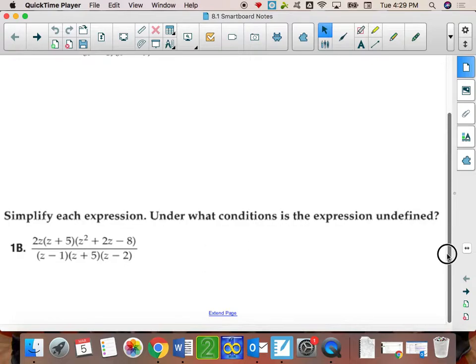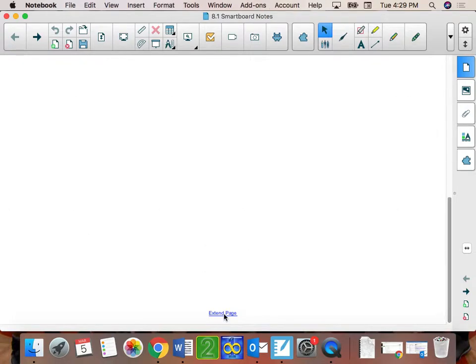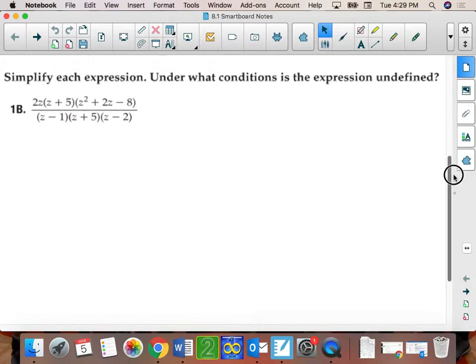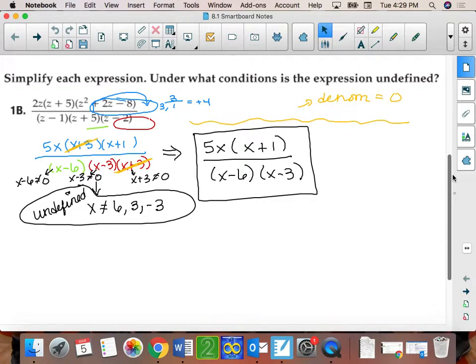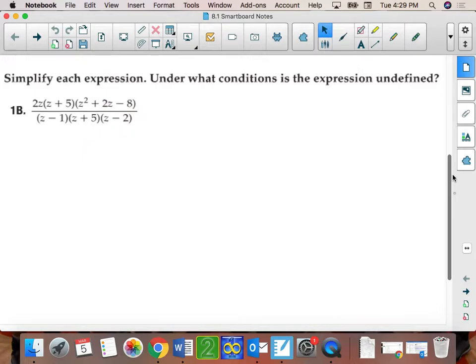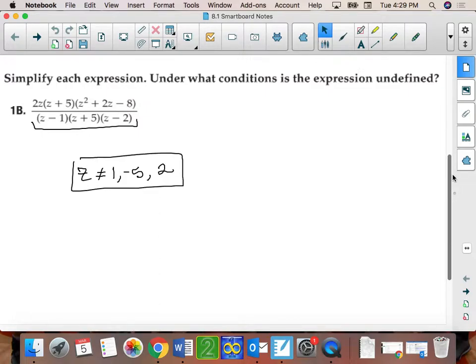So let's go down to this example here. Okay, pull this back up. Again, let me erase all that. We're going to identify under what conditions the expression is undefined, and this one is already in factored form, so we can just start off and say we don't want z to equal 1, negative 5, or 2. So that's when we know this will be undefined.